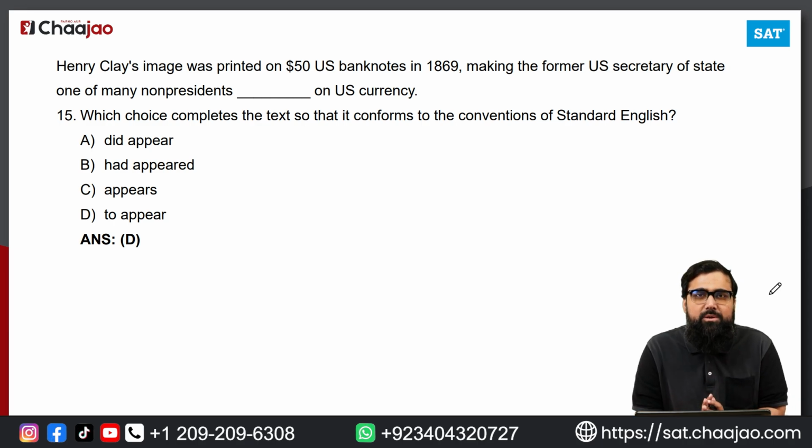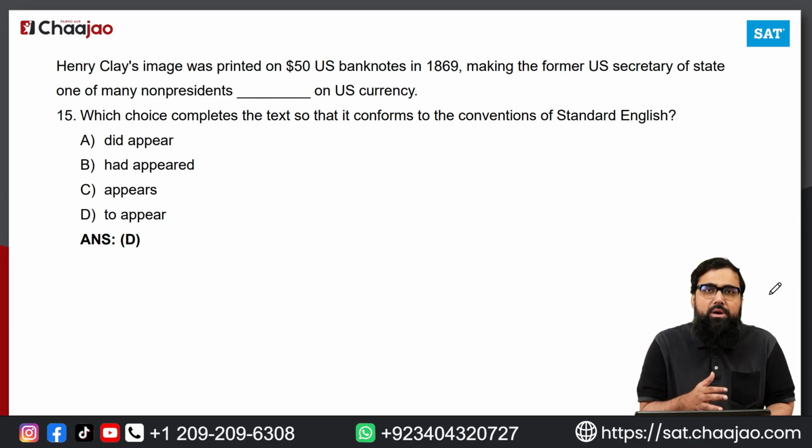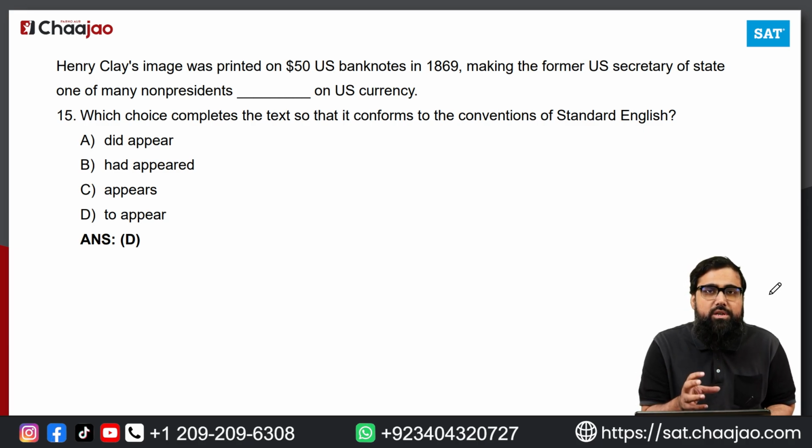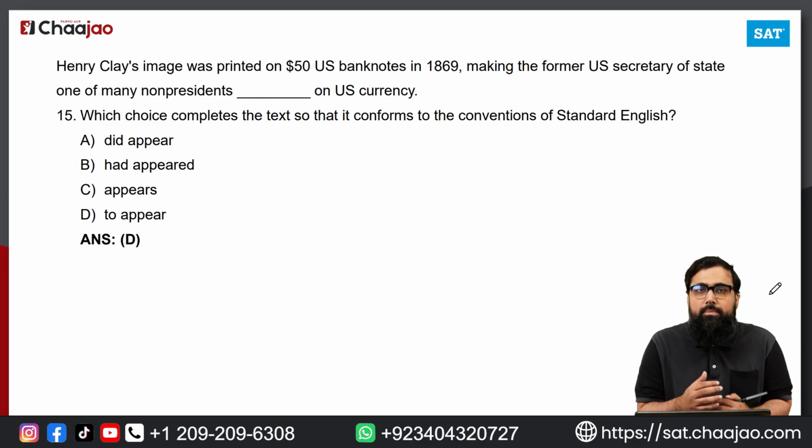Now, standard English conventions, I normally tell my students, is one of the most important and one of the easiest parts of your paper. This is one of those sections where you can easily get a perfect score. The questions are very objective. You just need to know the rule. Just like math, where if you did not know the rule, you were getting the questions wrong. When you get the rule, you get them right. That's how it goes.